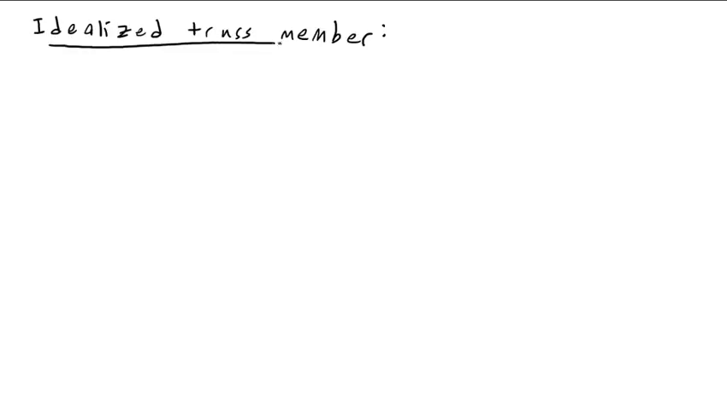Consider an idealized truss member. I'm going to have an end 1 and an end 2. I have two ends joined by pin joints, and then they're joined by a straight member. Let's call this A and B. It's just a generic member, it can be at any orientation whatsoever.